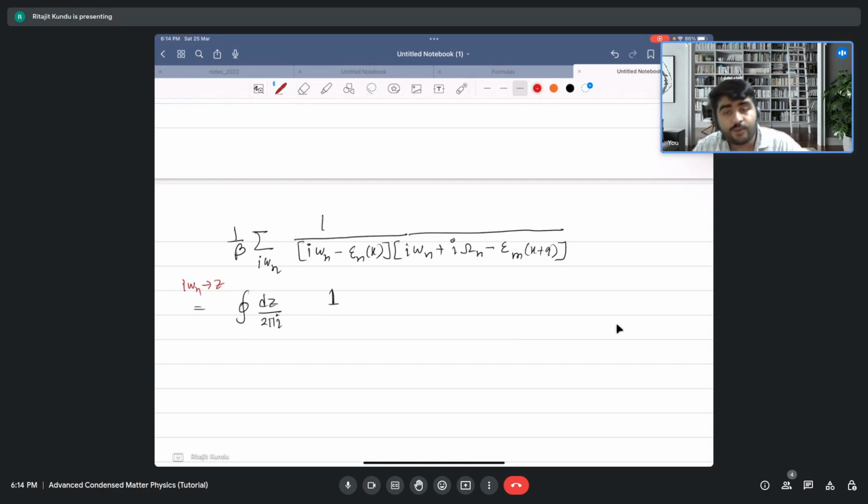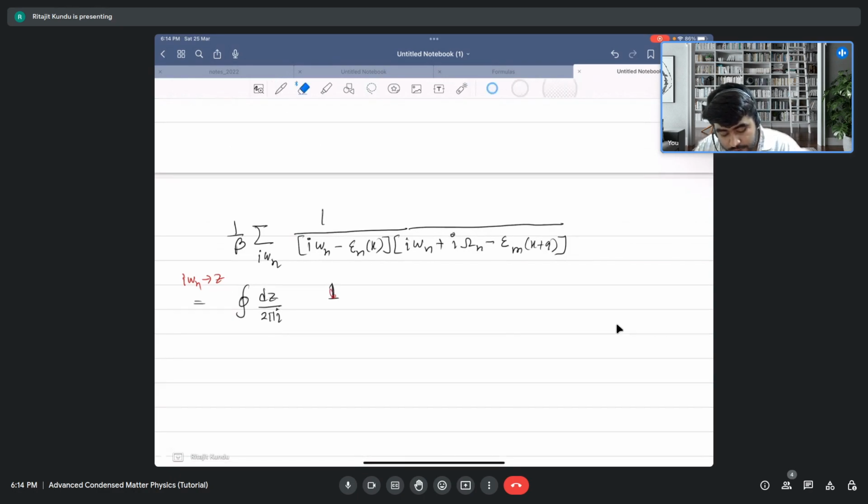I'll just replace I omega n by z. Okay, so for the simple case, this is what it boils down to. But if you have branch cuts, then you will have to be careful, and there are some subtleties about that. So times the Fermi function. Okay, and the rest of the term is the same as the previous line. So you just replace I omega n by z.